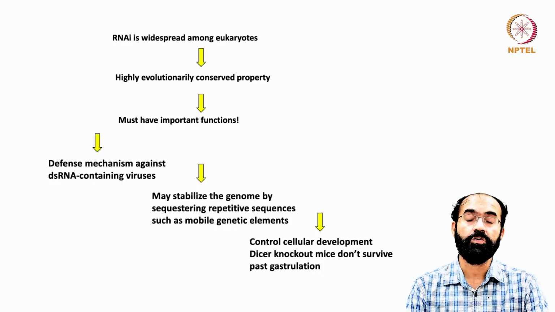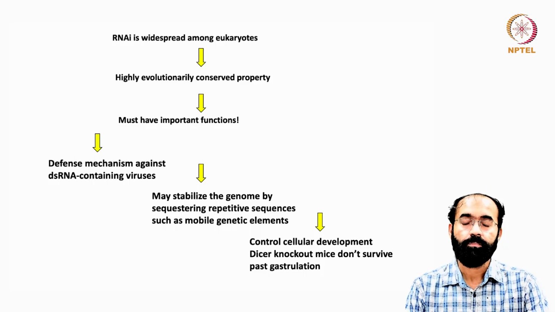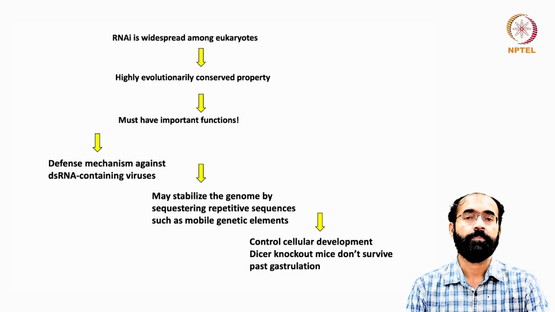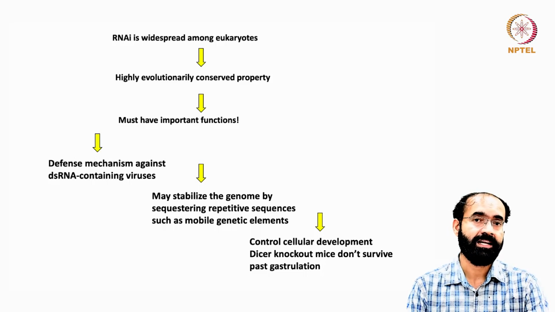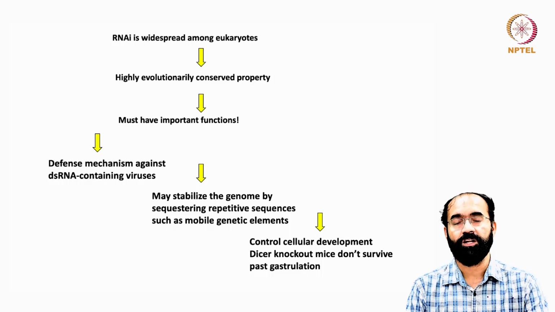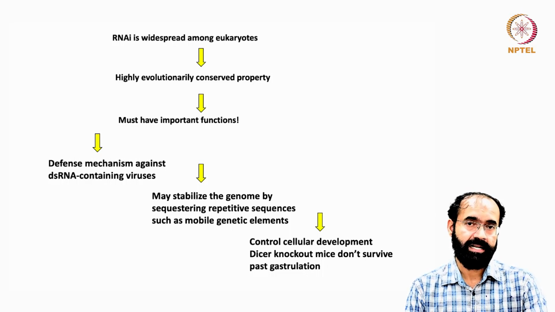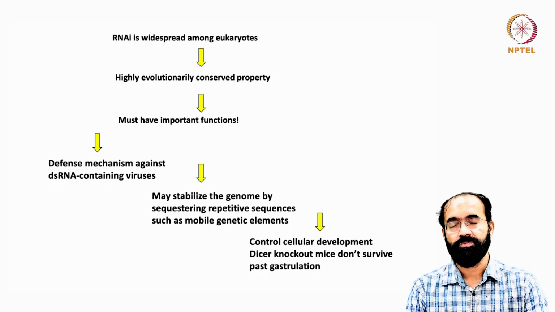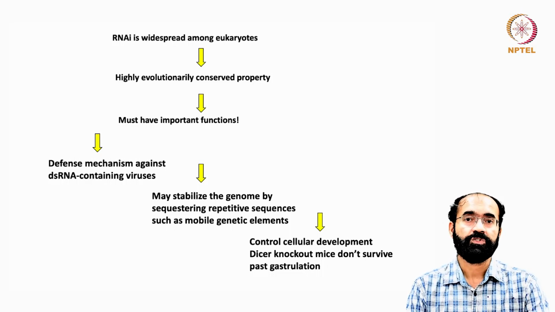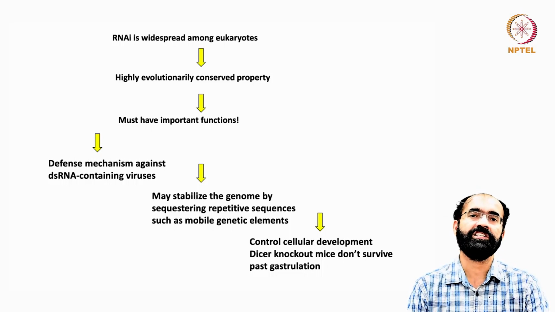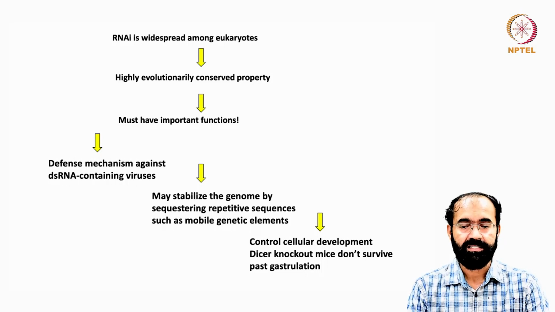Dicer knockout mice don't survive post gastrulation. That itself shows how important Dicer is, because absence of Dicer prevents the formation of tiny siRNAs and microRNAs. So Dicer must be present for microRNA to form. If you knock out Dicer, the animal does not survive beyond gastrulation. It means that at a very early stage of development itself, Dicer is essential.